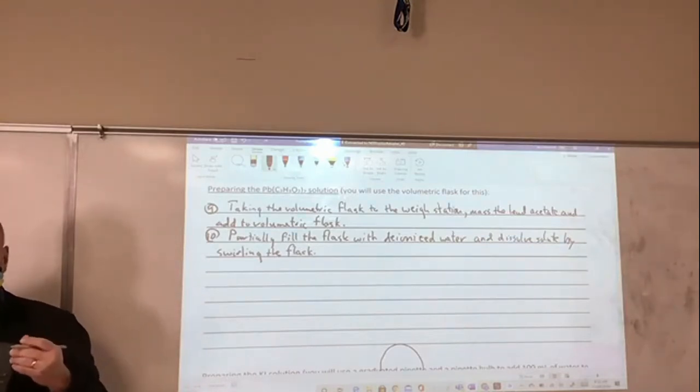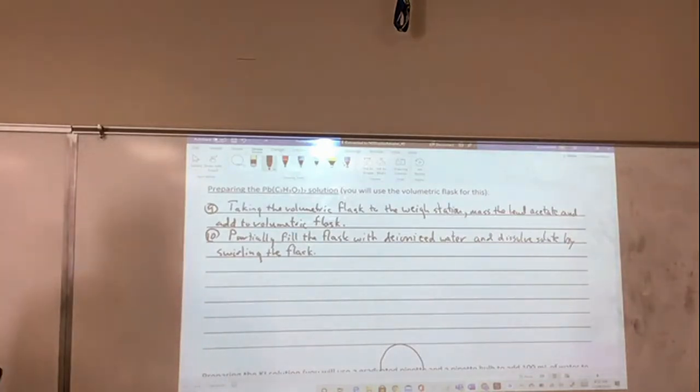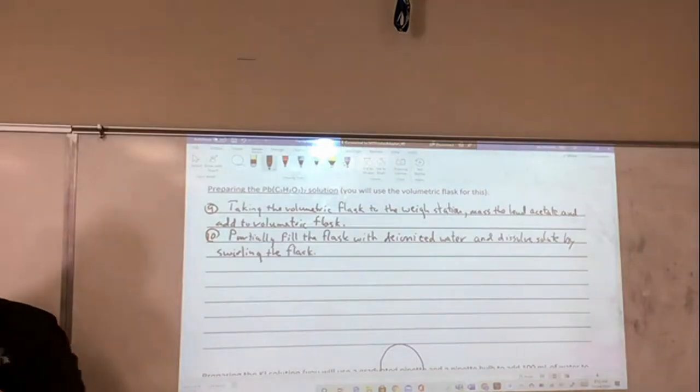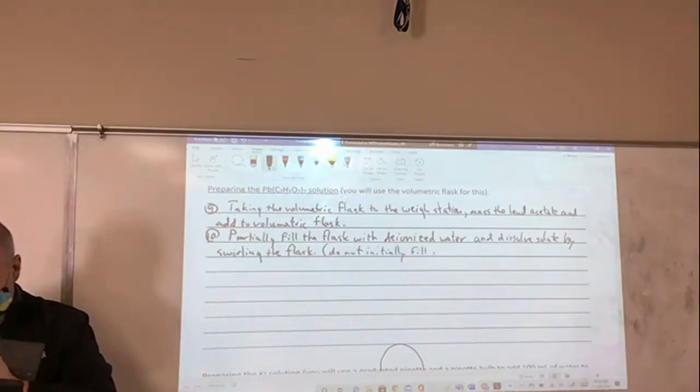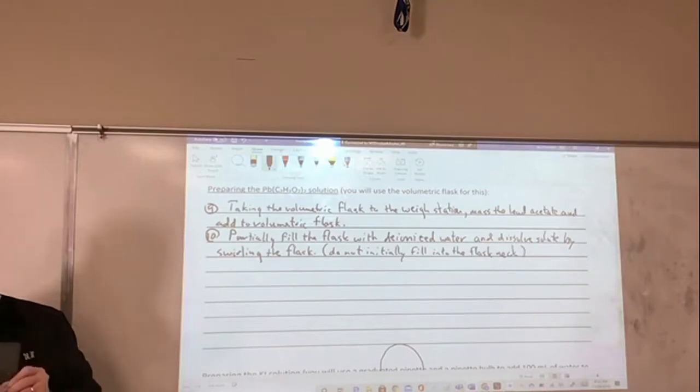If we wanted to, we could say something in here about do not fill into the neck of the flask or something like that. Do not initially fill into the flask neck. Okay?